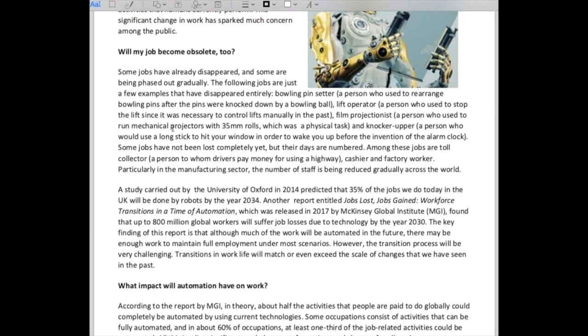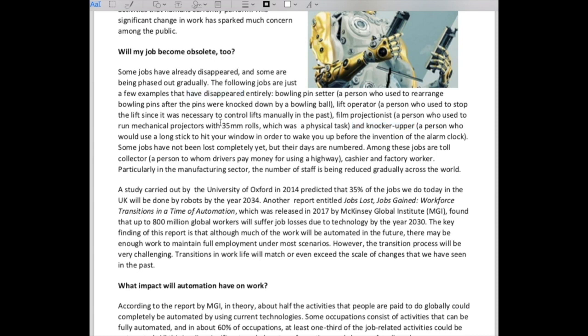Now here it says, the following jobs are just a few examples that have disappeared entirely. Now this is really important. Have disappeared is present perfect, which means the result of this disappearance is still true, which means these jobs don't exist now. These jobs don't exist in the present. Therefore, this list of jobs, bowling pin setter, lift operator, film projectionist, and knocker-upper, these four jobs don't exist in the present. So we cannot take these and put them in the sentence because that would be incorrect.